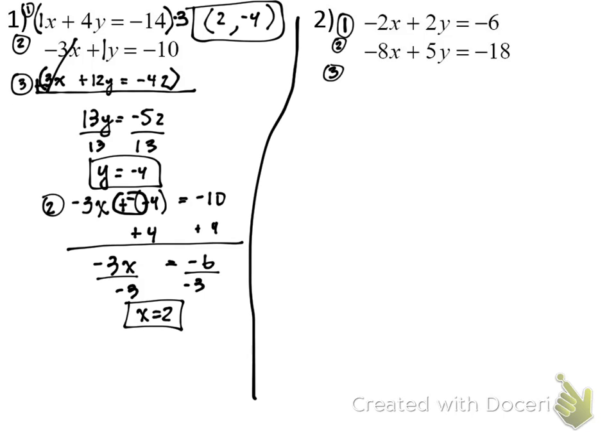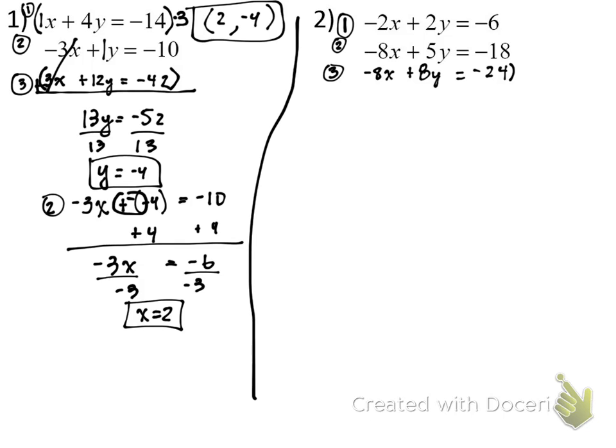No. Okay, so which one do we want to get rid of? Well, I'm going to get rid of the x's because I know if I multiply equation 1 by 4, negative 2 times 4 is negative 8, right? Isn't negative 8 and negative 8 the same? So I'm going to take equation 1 and multiply it by 4. Negative 2x times 4 is negative 8x. 2y times 4 is positive 8y. Bring down my equal sign. Negative 6 times 4 is negative 24. Now my x's have the same coefficient, right?